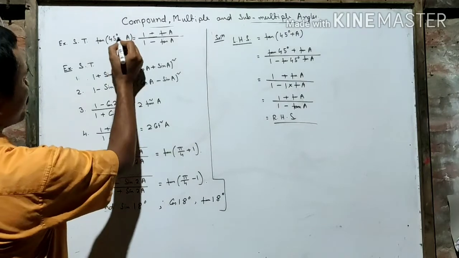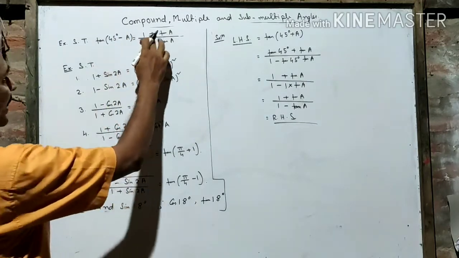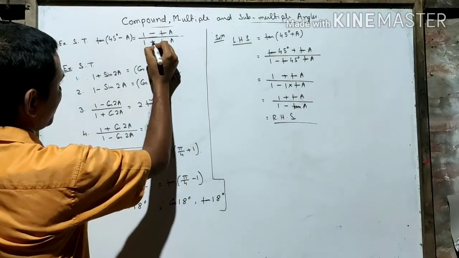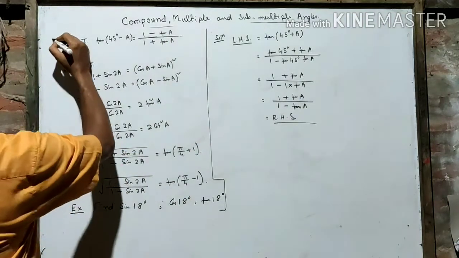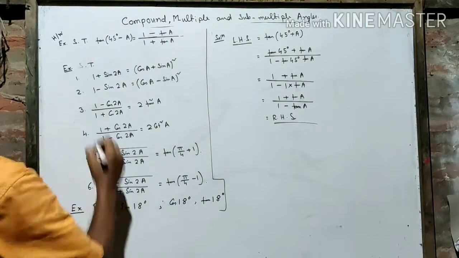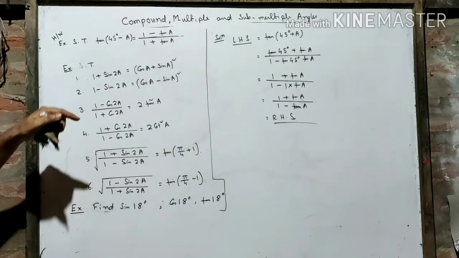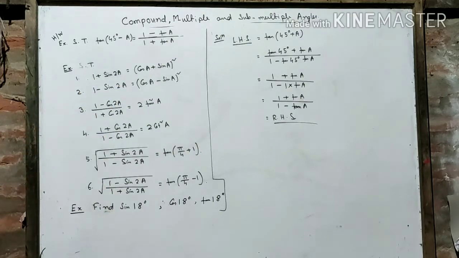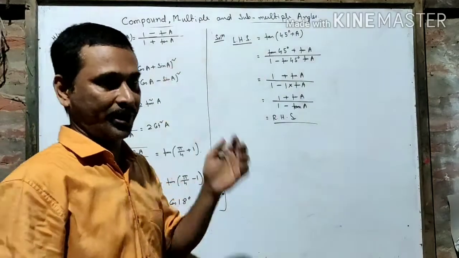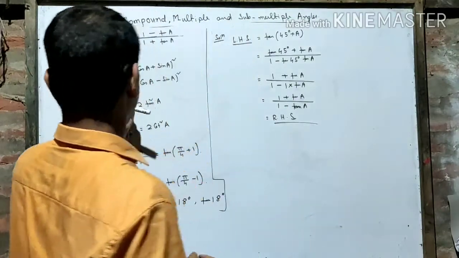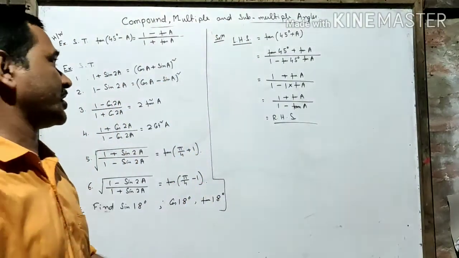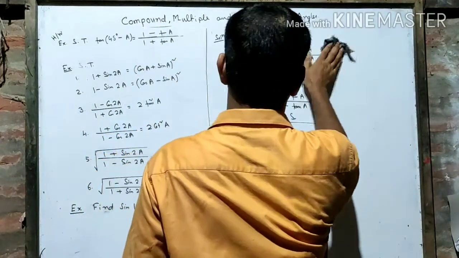Like this, you may be asked to show tan 45 degree minus A is equal to 1 minus tan A by 1 plus tan A. This is left as your homework. Okay. Next, show that 1 plus sin twice A equal to cos A plus sin A whole square. Very important. You have to remember that result. 1 plus sin twice A equal to cos A plus sin A whole square.